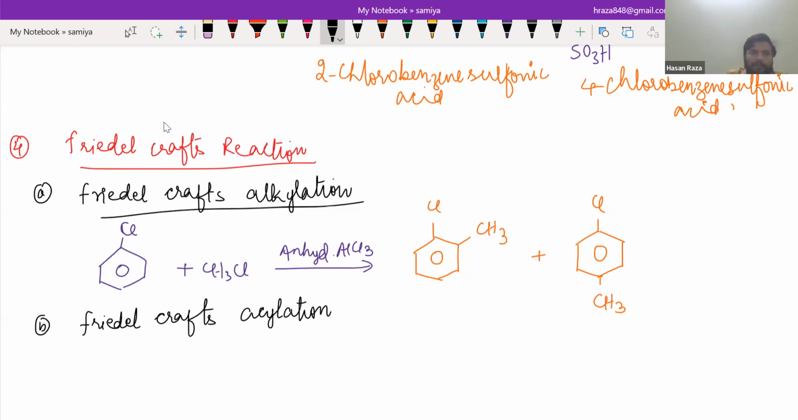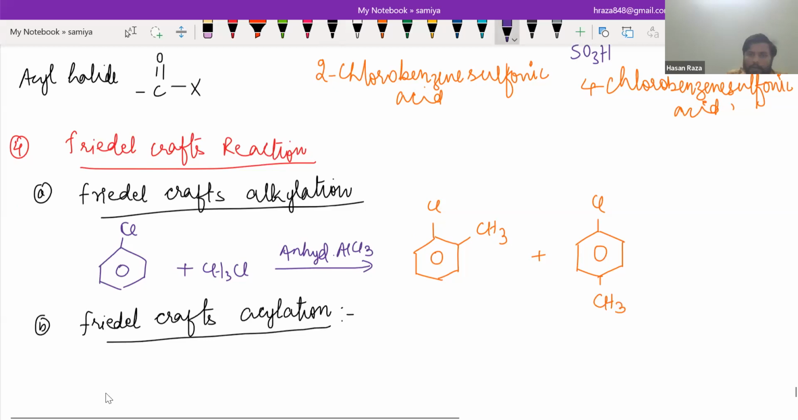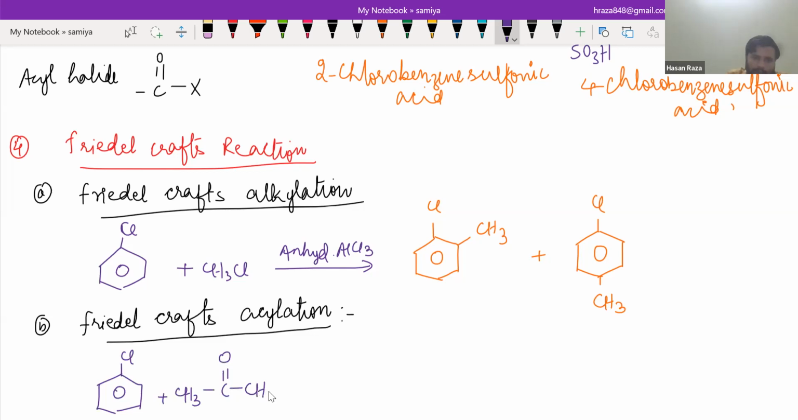Basically, there is a functional group known as acyl halide. It is a carbonyl compound, C double bond O X. So we are going to add an acyl group to this. How are we going to do this? It will be in the same manner. There is a chlorobenzene and we are going to react this with acyl halide, CH3COCl.